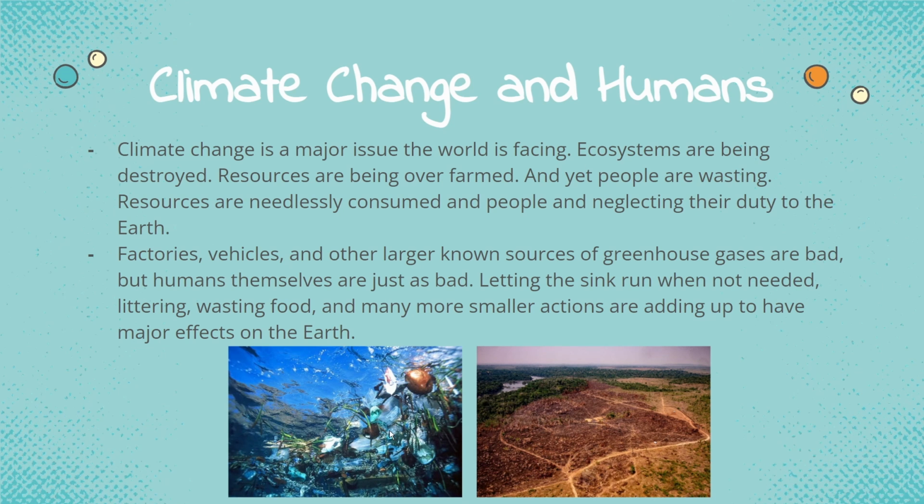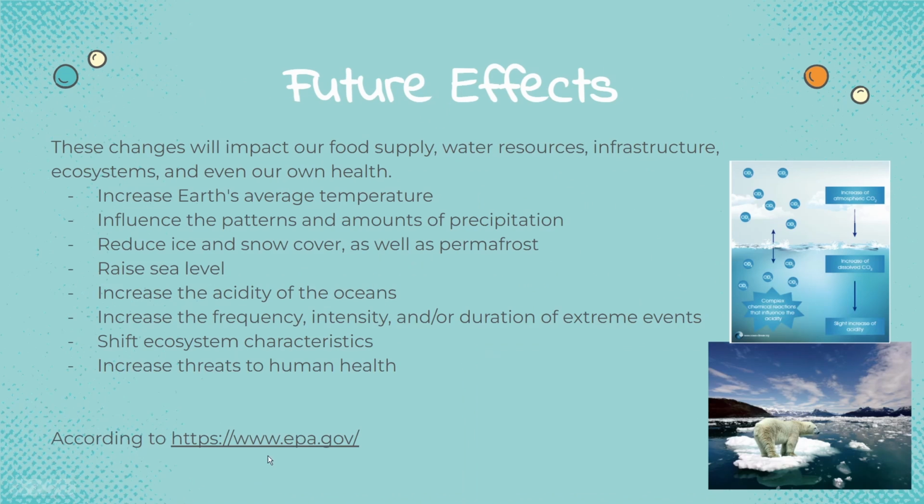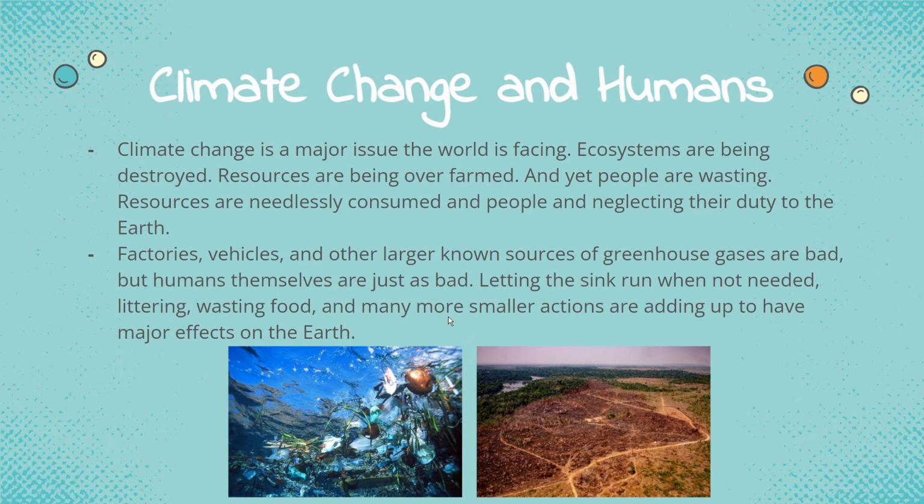So much garbage is in our oceans, and our animals, our ecosystems, they're entering them. They're eating this garbage, not knowing better, and they're dying. We are having many animals go extinct, especially in the Arctic, which I believe is in the next slide. Yeah, climate change is insane, and people aren't doing enough.